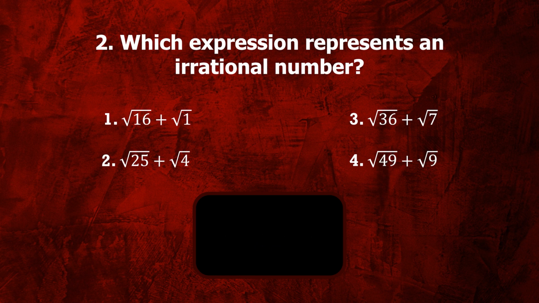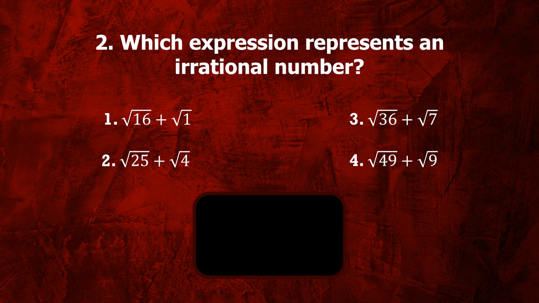Next, let's look at option 2. The square root of 25 is 5, and the square root of 4 is 2. So, option 2 is equal to 5 plus 2, which is 7. Is 7 an irrational number? No, it is not. We can write 7 as a fraction of two integers, such as 49 over 7. So, option 2 is also a rational number, not an irrational number. We can eliminate option 2.